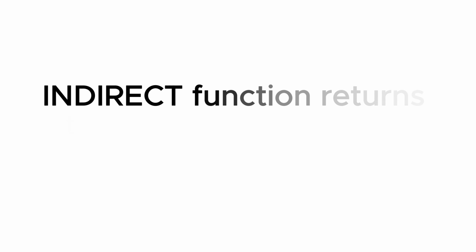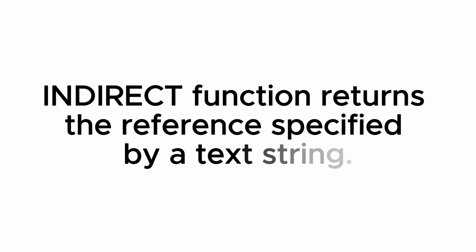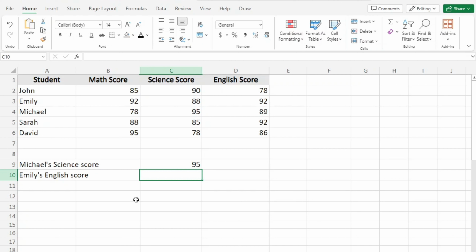The INDIRECT function returns the reference specified by a text string. Let's use INDIRECT to dynamically refer to a specific cell. Suppose we want to refer to the cell containing Emily's English score.